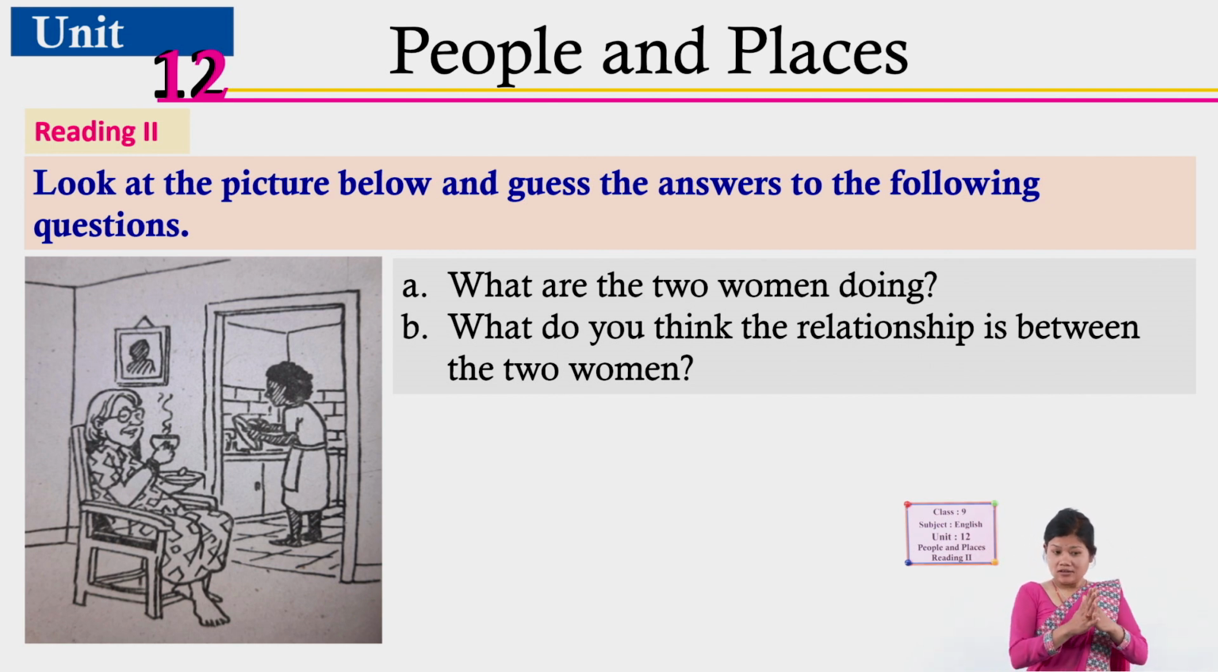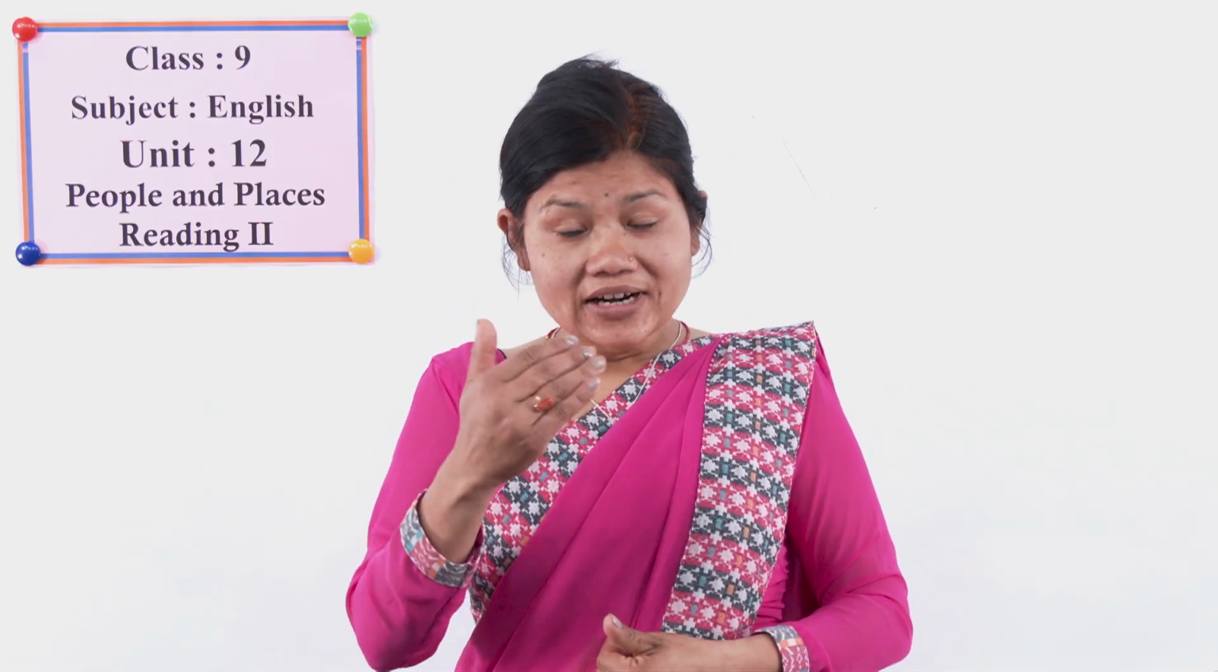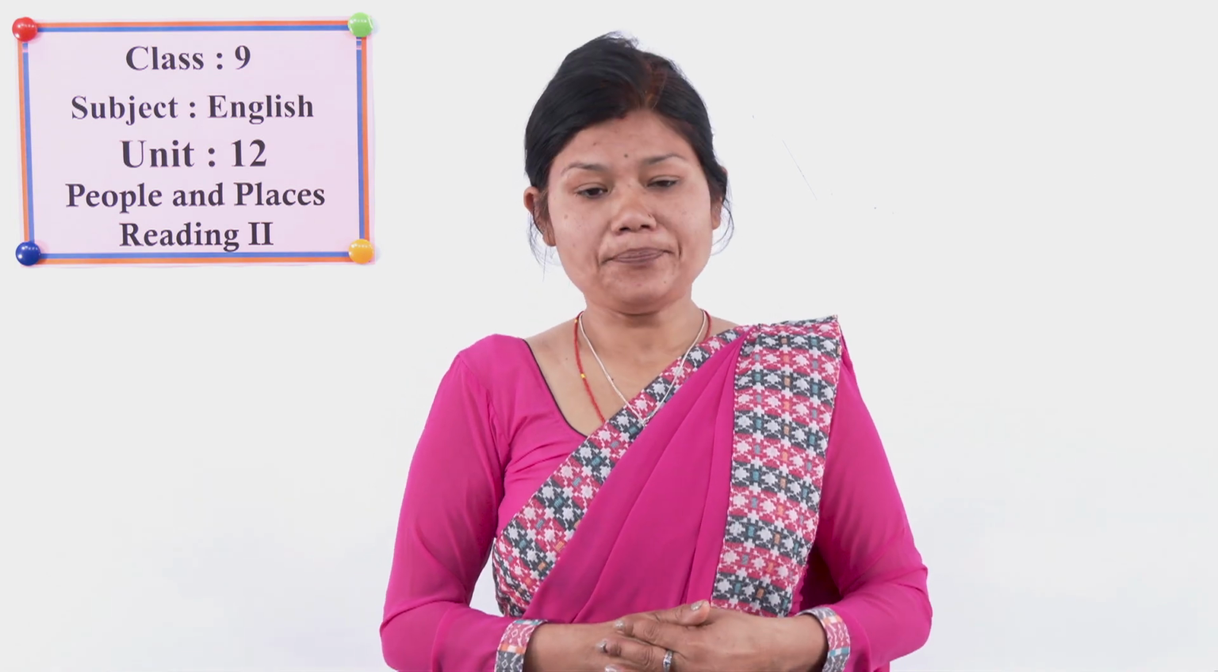On the basis of the situation given in the picture, we can guess. One is the lady house owner who is sitting on the chair. The other might be a servant. Most of you guess in that way. You may be correct. And we will be more clear about their relationship when we start the poem.